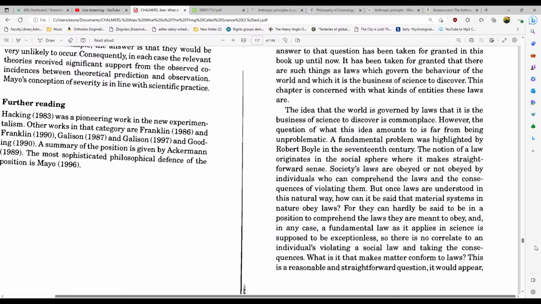Well, he says, for they can hardly be said to be in a position to comprehend the laws. That's a good point, too. Does nature have laws? I know what it means for me to say in society there's laws because I can comprehend it. I can break it. It's meant to be obeyed. But how does that apply in nature? Fundamental law as it applies in science is supposed to be exceptionless. So there's no correlate to an individual violating social law and taking the consequences. Isn't this great? So what makes matter conform to laws? Great question.